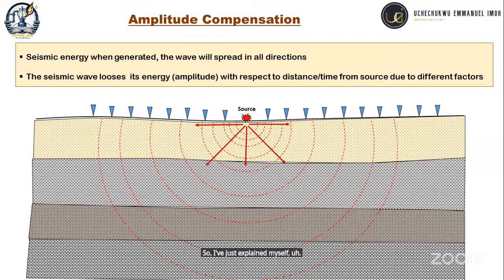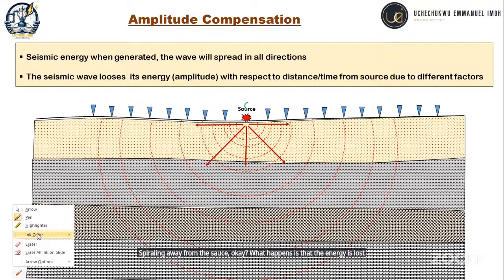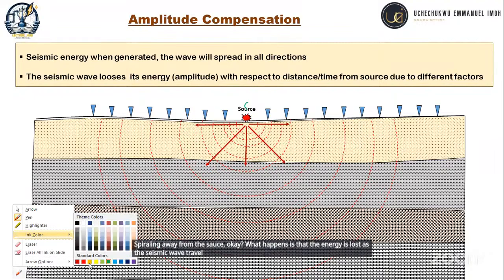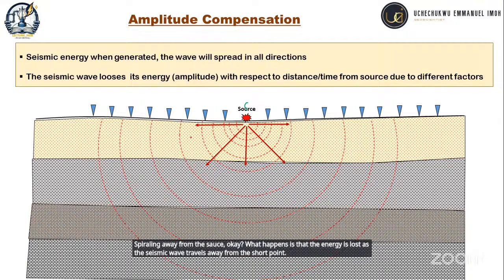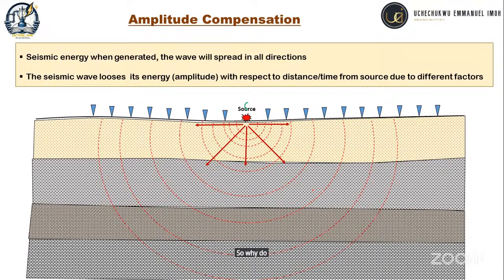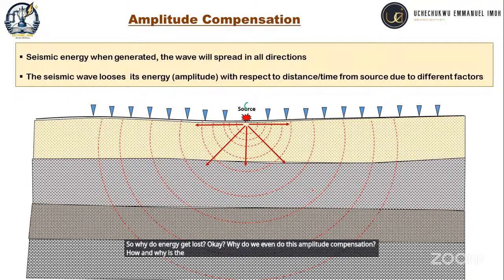When the seismic wave is traveling from the source, spiraling away from the source, what happens is that the energy is lost as the seismic wave travels away from the shot point. Energy is gradually lost as distance away from the shot point increases. So why does energy get lost? Why do we even do this amplitude compensation? How and why is the energy lost with increasing distance?